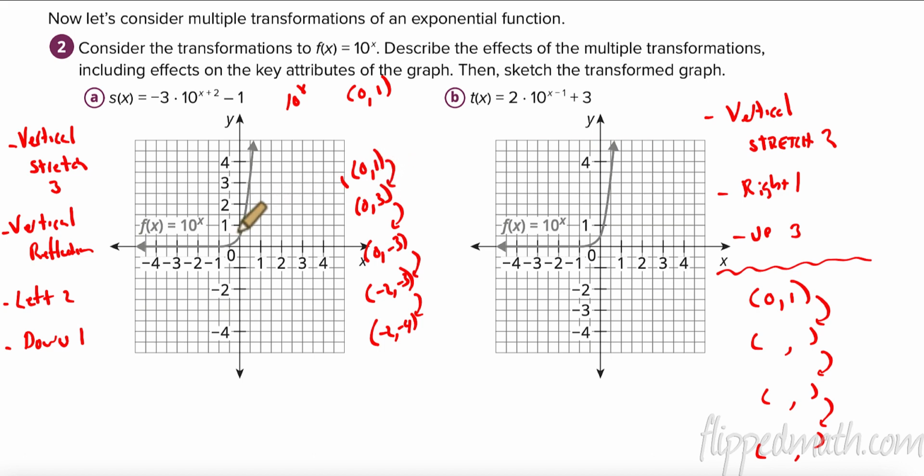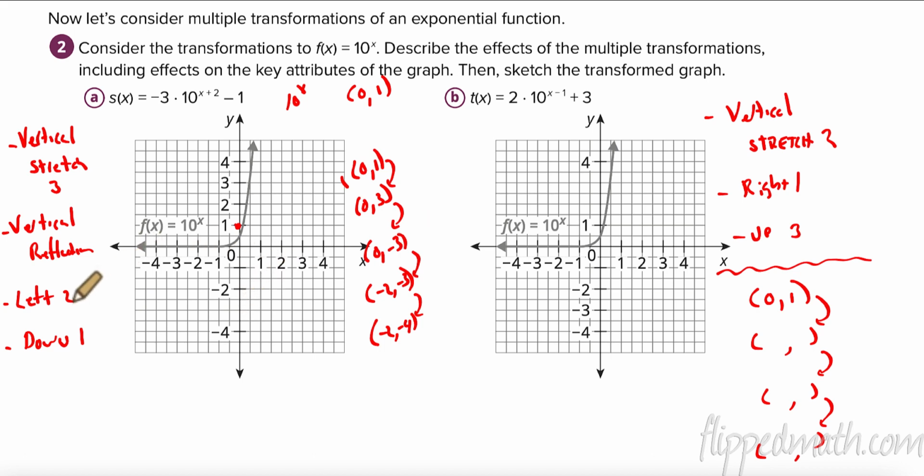Now my point at 0, 1. Now, by the way, their graph was wrong. Now that point is at 0, 3. Now I'm going to do the next thing. It says a vertical reflection, so that changes it to a negative. So now it's at 0, negative 3. All right, I would be down here, 0, negative 3.